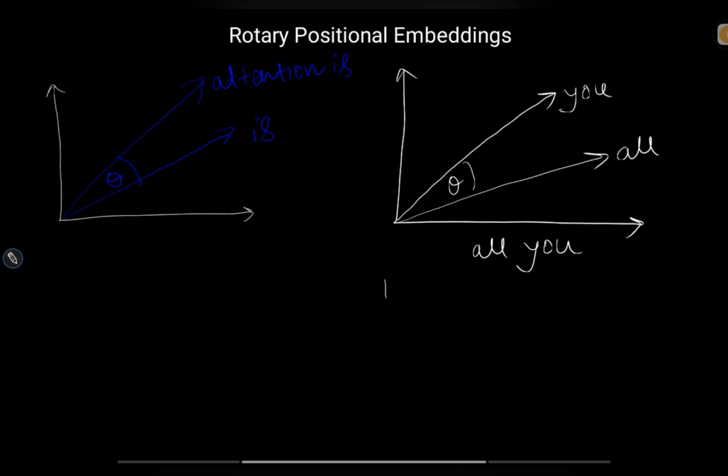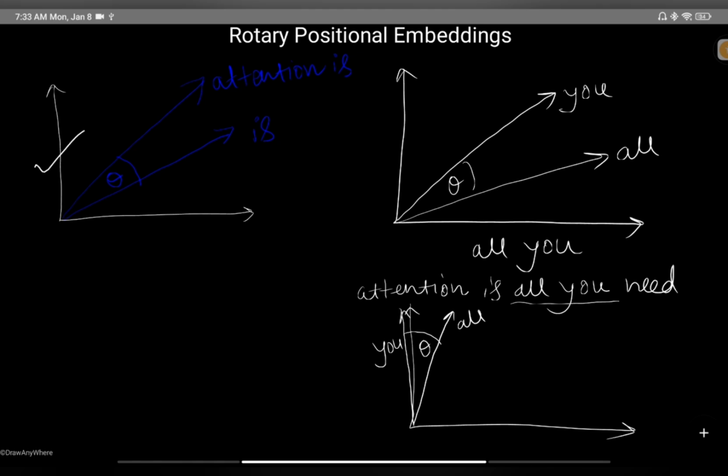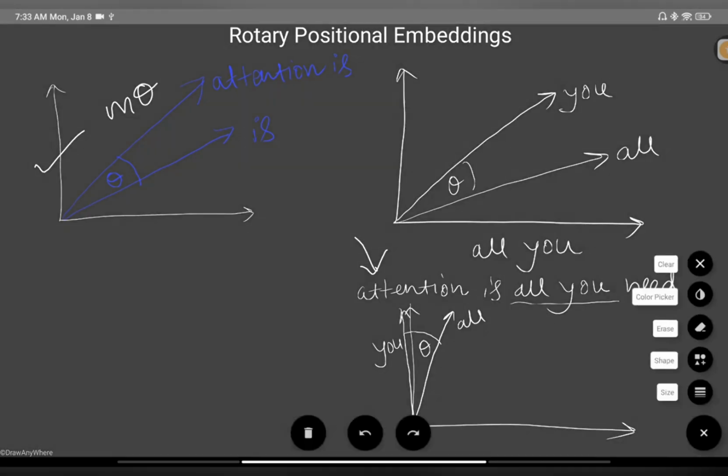Now if we have two tokens, "all" and "you", which are theta distance apart, and they get shifted so that they are now the third and fourth tokens, the pair of vectors will be rotated and shifted, but the relative distance between them, theta, will be maintained. That's why we say rotary positional encoding is a mixture of absolute and relative positional encoding. Rotating a vector by m theta represents absolute positional encoding, and preserving the relative distance between the two vectors comes from relative positional encoding. Combining these two, we get rotary positional encoding.